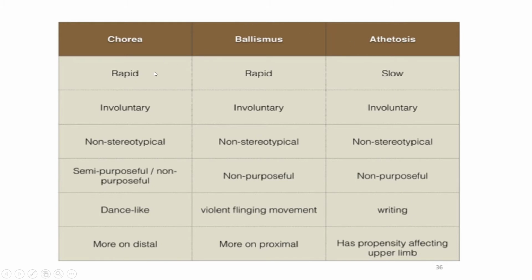While chorea and ballismus are both rapid, both are involuntary, both are non-stereotypical, and both are semi-purposeful or non-purposeful. How do you differentiate them? Chorea, as I told you, would be a dance-like continuous movement disorder and more on the distal part, but ballismus is more on the proximal, and a violent flinging movement is a characteristic which can help us to identify ballismus. While athetosis, as I already told you, has slow, larger amplitude, writhing movements affecting the upper limbs.